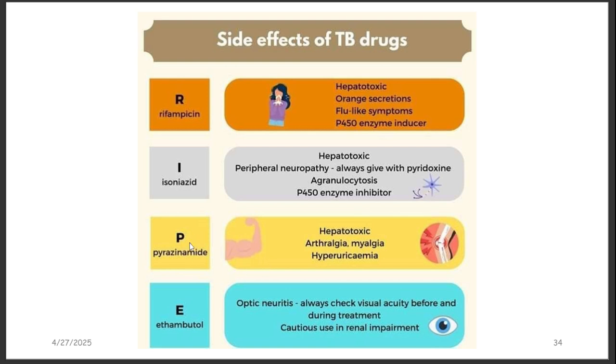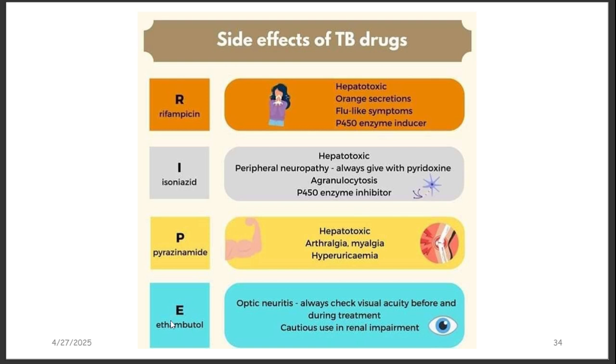Pyrazinamide, the big problem here is that it causes arthralgia and myalgia. Okay, bone pain, and also muscle pain. It also causes hyperuricemia, increasing uric acid. So if there are high levels of uric acid, it more likely precipitates a condition like osteoarthritis or gout. It is worsening that. In Ethambutol, you need to know about this one.